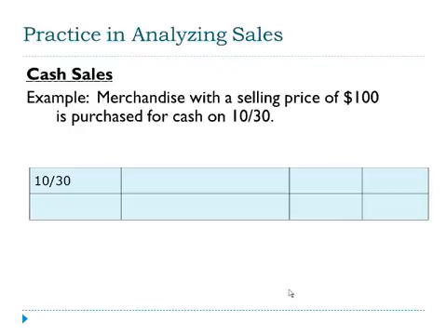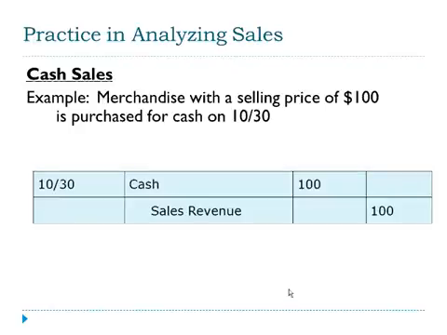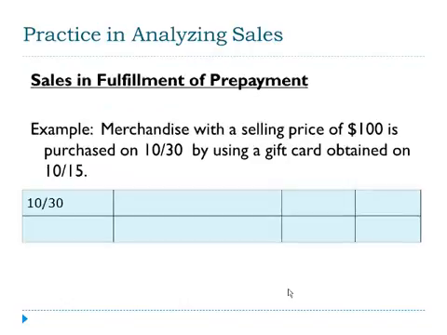Here's a cash sale for merchandise with a selling price of $100 that's purchased for cash on October 30th. This is our basic cash sale. Here's the solution.